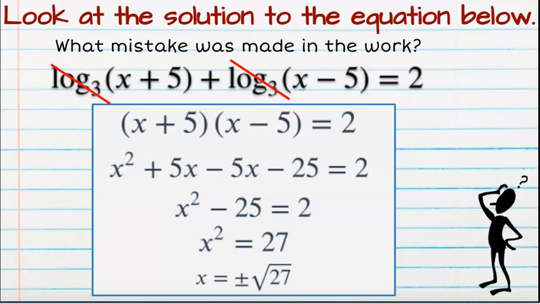Okay, let's take a look at another example. Here is a log equation that someone solved, but there is a mistake. Can you identify what the mistake would be? So it appears as though people canceled out the logarithms and converted the addition to multiplication, but the logarithm was omitted for the rest of the problem.